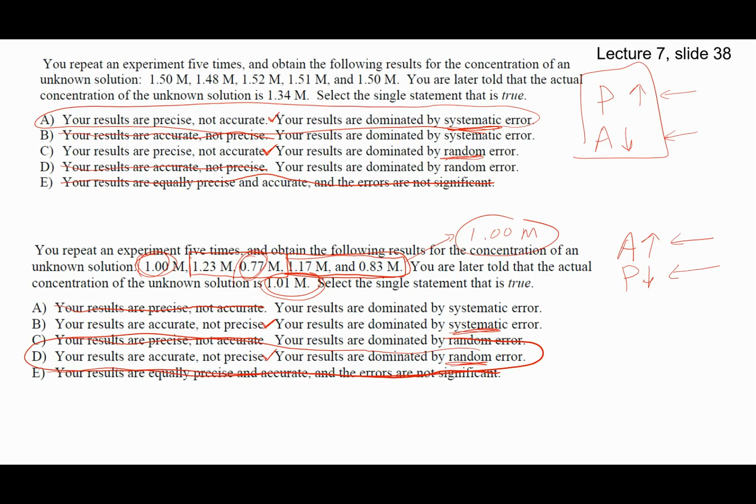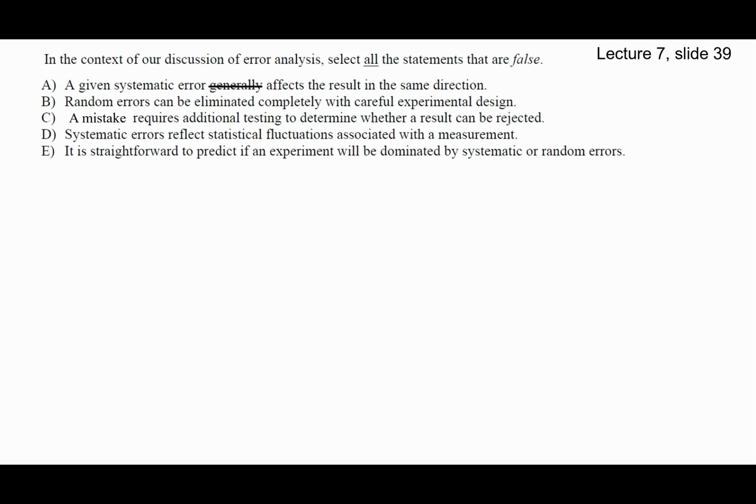Okay, moving on. In the context of our discussion of error analysis, select all the statements that are false. Given systematic error affects the result in the same direction. Well, that is true. Okay? Systematic error will always move it in the same direction. Random errors can be eliminated completely with careful experimental design. No, we already know you can never get rid of random errors.